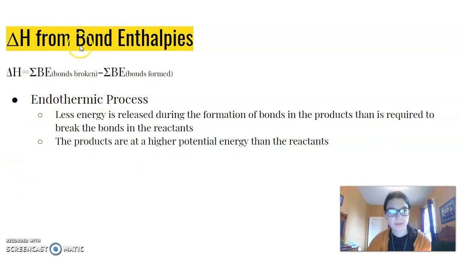Of course, for endothermic, we would have a positive delta H because energy is taken in, and for exothermic, we would have negative delta H. So again, for endothermic, where it's positive, the energy required to break bonds is greater than the energy released when bonds are formed.